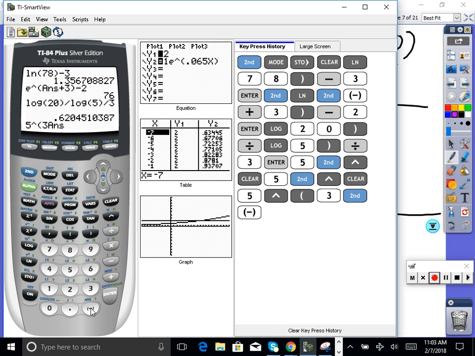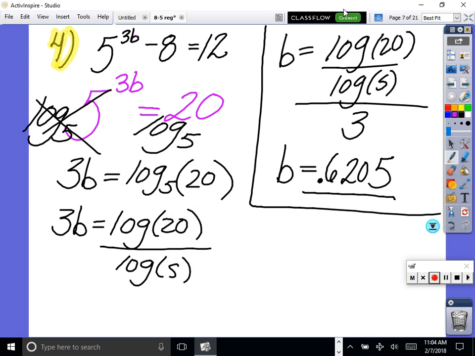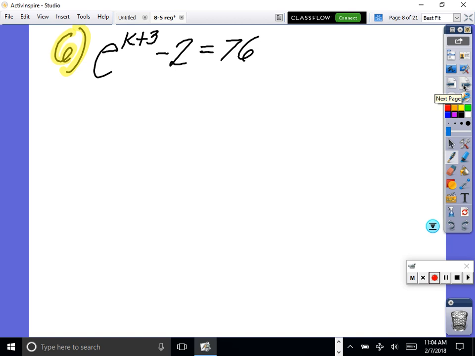Second answer. Now look, I'm going to close my parentheses because that's the only thing in the exponent. And then I hit minus 8. If I hit it and get 12, I'm good. If not, I've done something wrong. Boom. Yes, because look at the original problem. We got to plug it into the original. Well, now you know you can use it. Sweet. Okay, let's do number 6. Moving on.